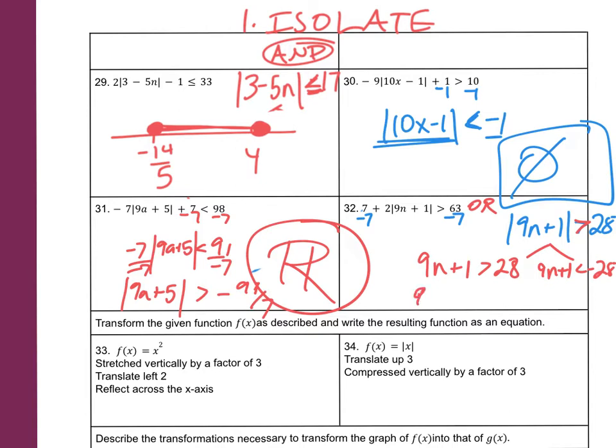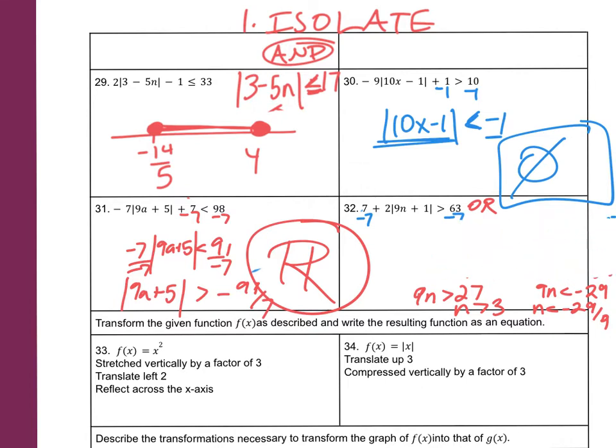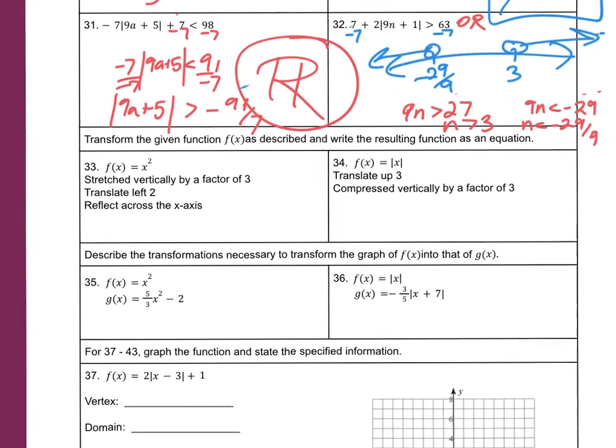So go ahead and solve. This one gives me 9n is greater than 27, so n is greater than 3. And then 9n is less than negative 29, so n is less than negative 29/9. We don't actually have to figure out the decimal because we know on a graph that negative 29/9 is going to be first, then 3. Open dot on both. It's less than negative 29/9, or greater than 3. That's it on that one.